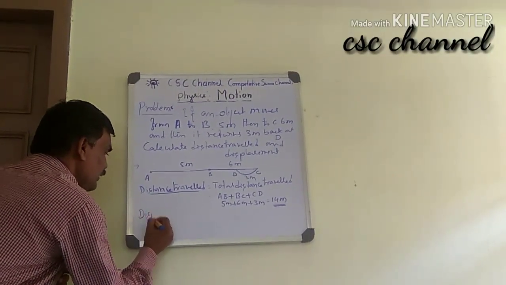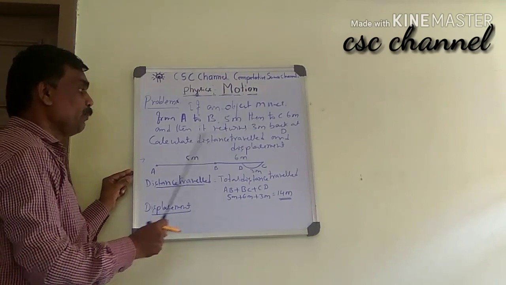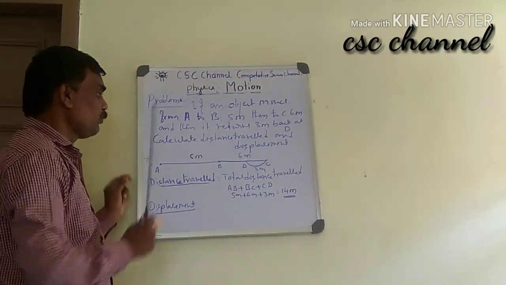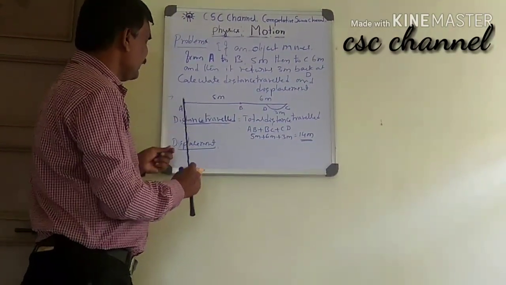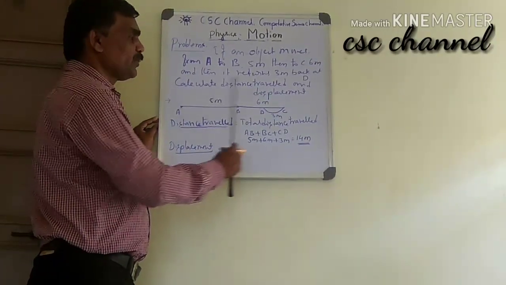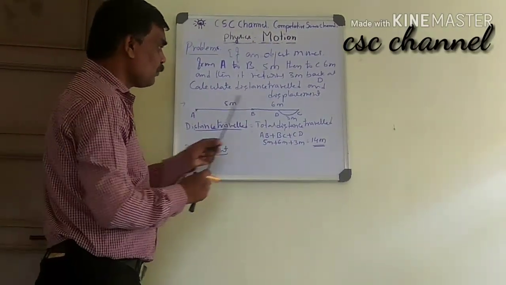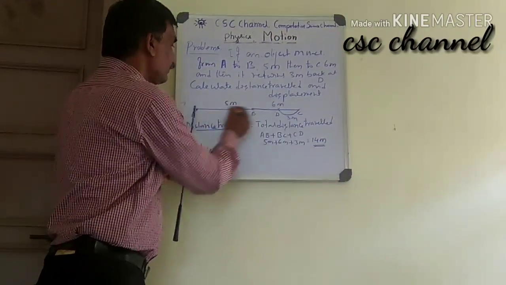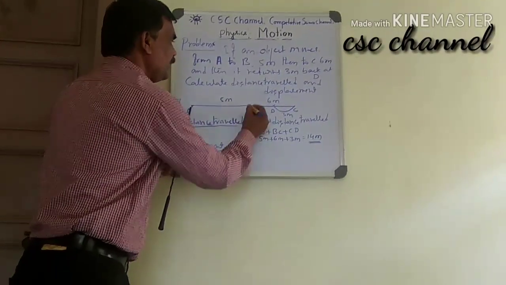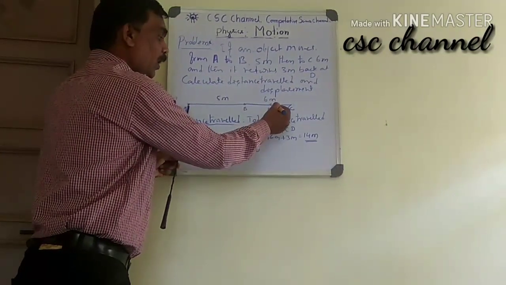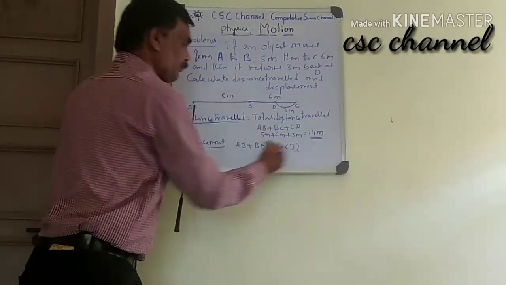Coming to the displacement, the definition is the least distance between initial position and the final position. Now, the displacement means least difference between initial position and final position. So, initial position is at A, final position is at D. So, the difference here is AB plus BD, or you may call it AB plus BC minus CD.